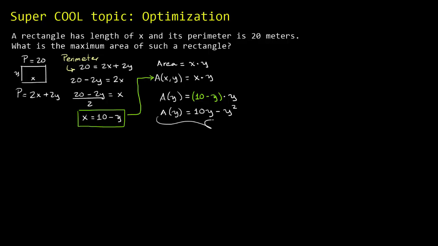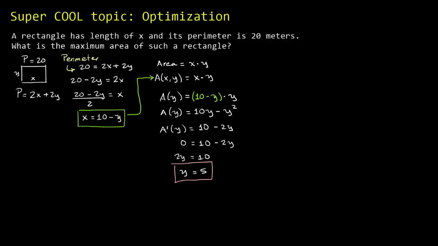Now, if you are looking for the maximum possible value of a function, the key is this topic of optimization. So we're going to take the derivative. That would be 10 minus 2 times y, which we set equal to 0. Solve for y: 2 times y would be equal to 10, and y would be equal to 5. So this value of y is our candidate, our critical point.